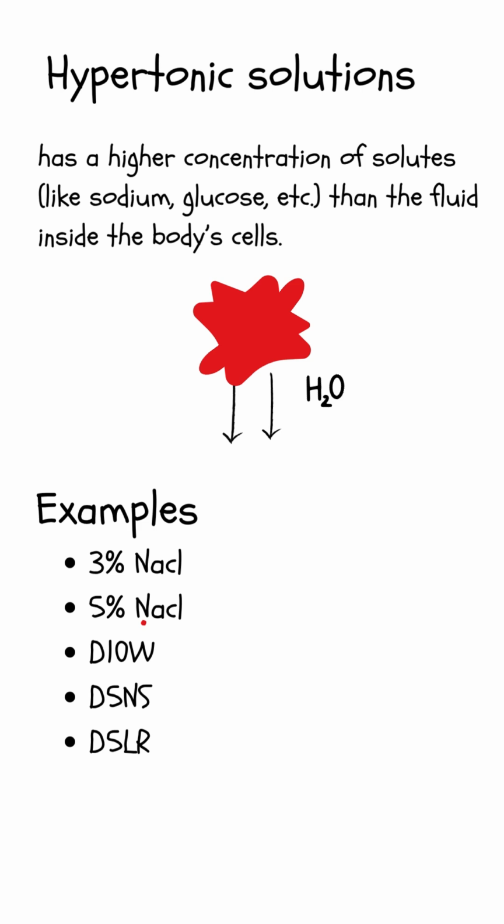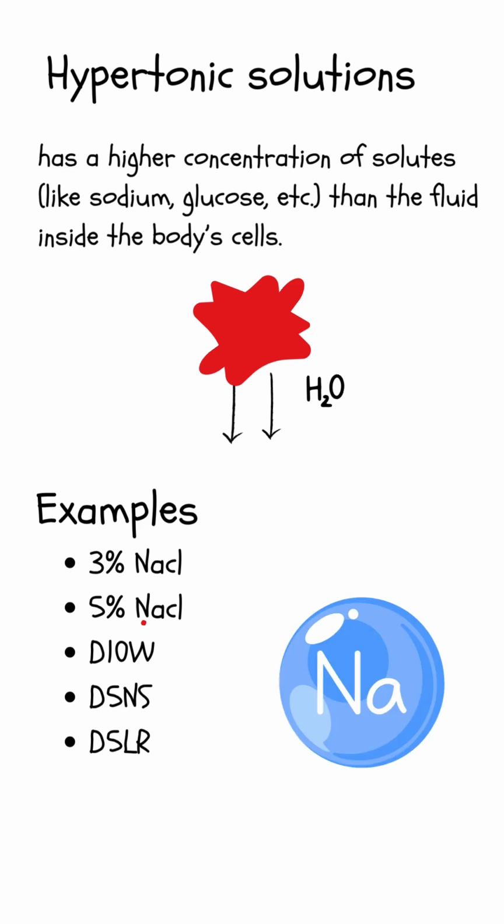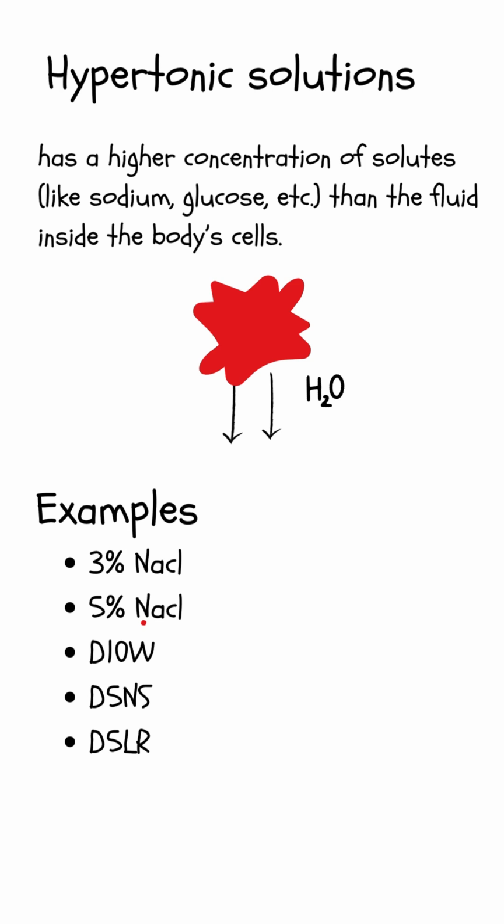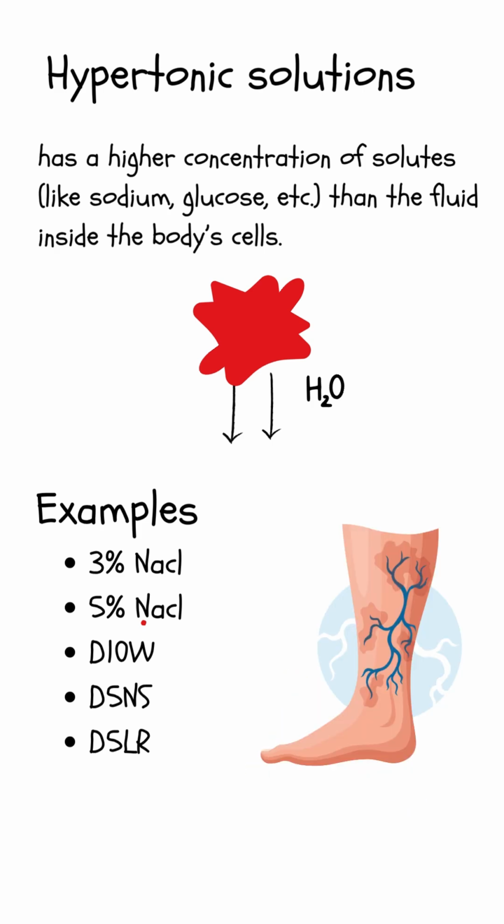Some common examples of hypertonic IV solutions include 3% sodium chloride, 5% sodium chloride, dextrose 10% in water, D10W, dextrose 5% in 0.9% normal saline, D5NS, and dextrose 5% in lactated Ringer's, D5LR. Hypertonic solutions are used in clinical situations like severe hyponatremia, low sodium, cerebral edema, to reduce brain swelling, and fluid resuscitation in carefully monitored settings. However, these fluids must be given slowly and with caution, because they can cause fluid overload, increased blood pressure, or damage to the veins if not administered properly.